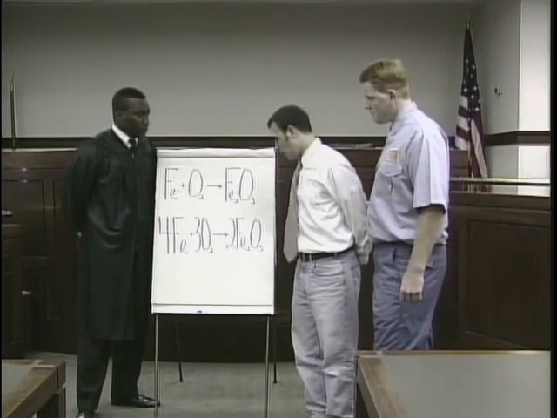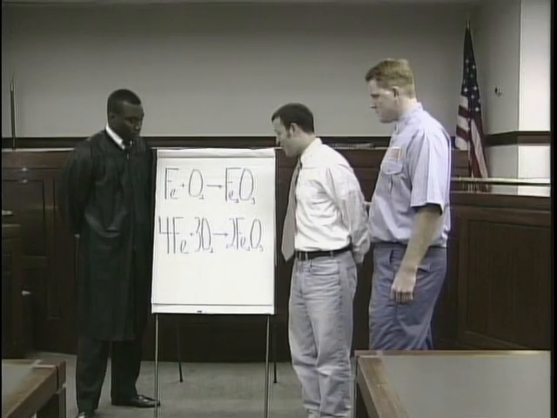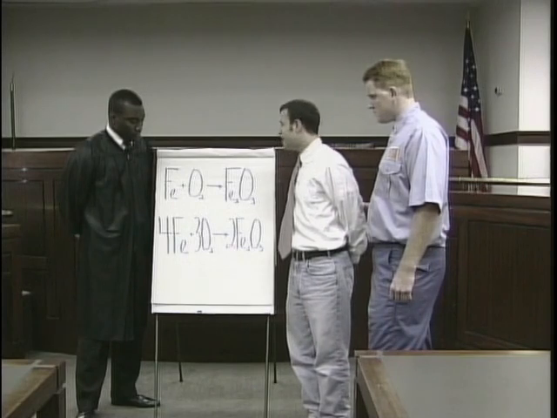Well, sir, the 4 iron atoms on the left side of the equation are represented on the right side of the equation by the 2 iron units which have 2 iron atoms each. And the 3 oxygen units on the left side of the equation, which have a total of 6 oxygen atoms between them, are represented on the right side of the equation by the 2 compounds with 3 oxygen atoms each. All atoms are accounted for, so it all balances out, sir.